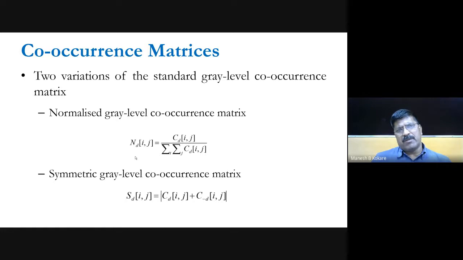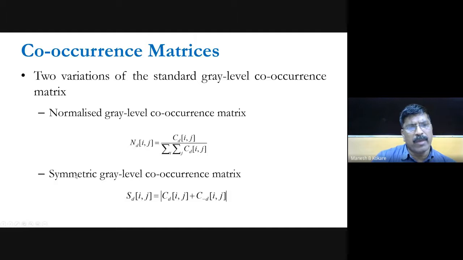We can basically obtain features from these co-occurrence matrices. There are two variations of the standard gray level co-occurrence matrix. For example, here you get the normalized gray level co-occurrence matrix. How do we get it? N(d)(i,j) is the normalized gray level co-occurrence matrix, which is obtained from C(d)(i,j). C(d)(i,j) is nothing but your co-occurrence matrix with a given relation, and then divide by the summation over C(d)(i,j). So that will give you the normalized one. For every value, you are just normalizing it. So this is one way to obtain the features.